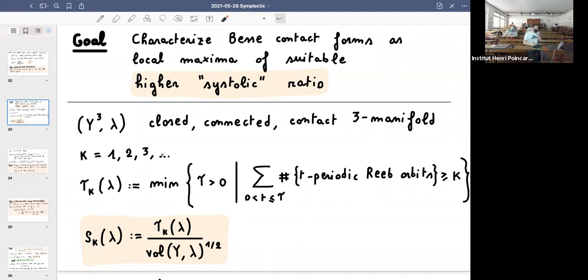Now I denote the kth systolic ratio by rho k of lambda. And this is, as you can imagine, the quotient of tau k of lambda by the square root of the contact volume measured with lambda, so that, as usual in this business, if you rescale the contact form by a positive constant, the ratio is unchanged. Hopefully the definition is clear.